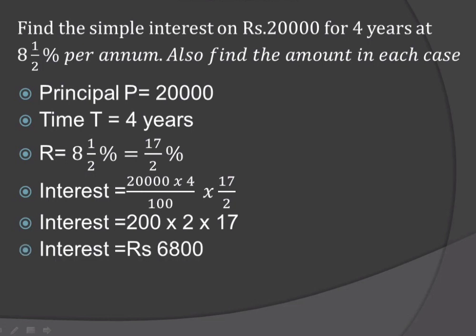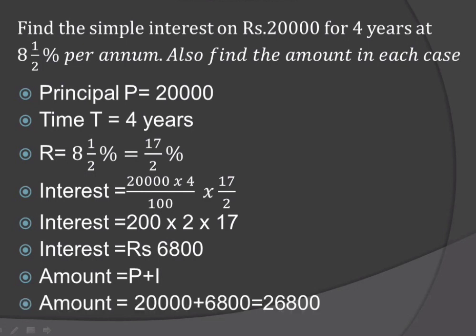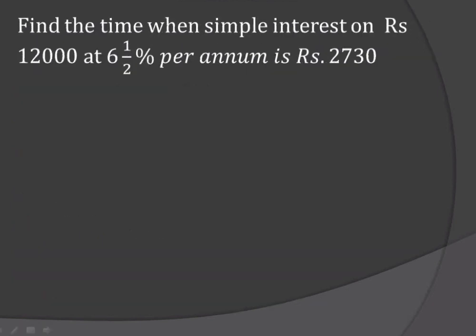So it means when we are submitting 20,000 rupees, this is the amount which we are getting as interest. Now total amount which we will get at the end will be your principal, whatever the money we have submitted, plus interest. So 20,000 plus 6,800 means total amount which we will receive at the end of 4 years will be 26,800. Okay. Now we move on to the next question.